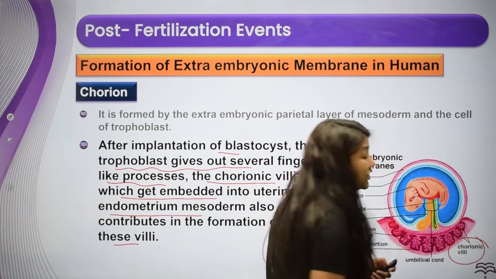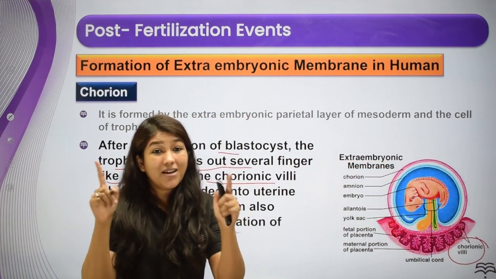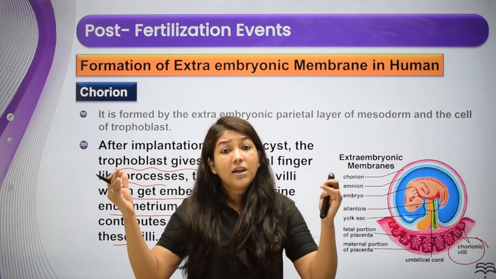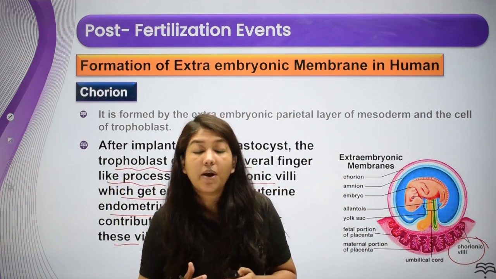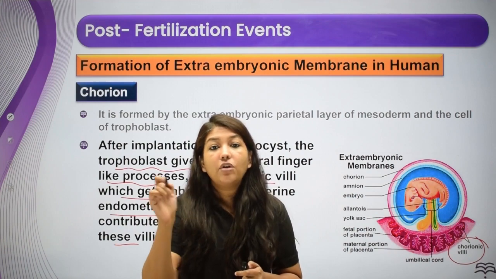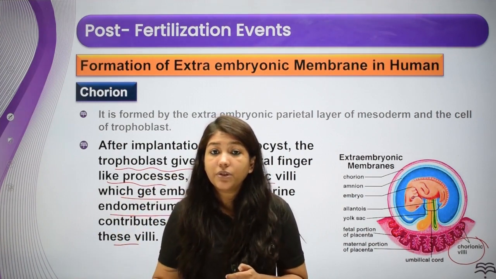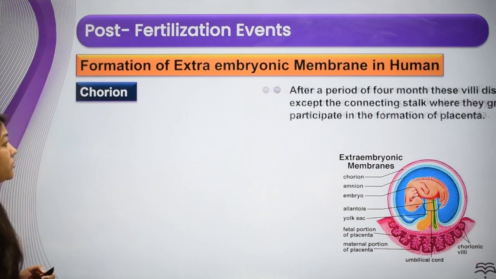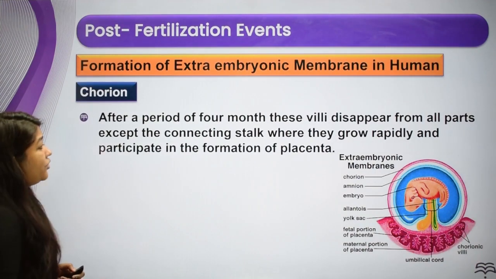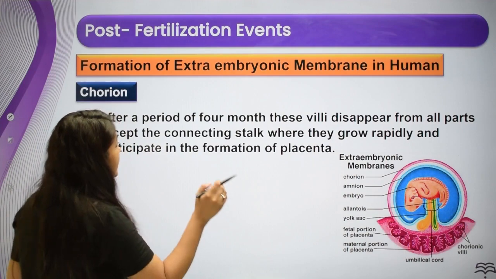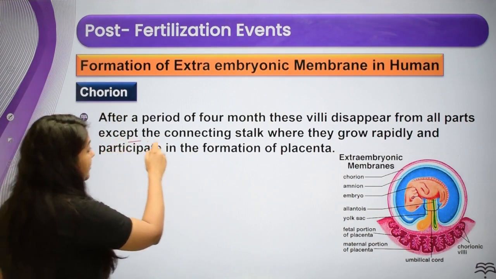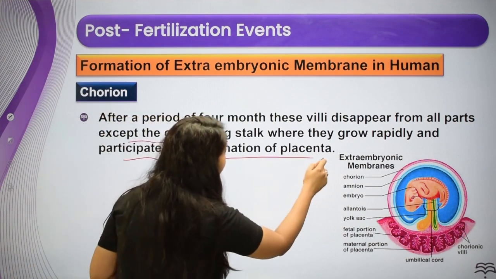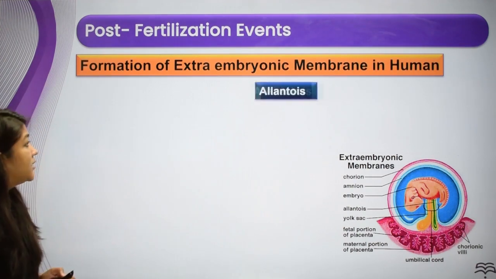Spaces में present है जहाँ पे maternal blood है. So there is no contact of the fetal and the maternal blood happening. They are just located very close to one another, and the exchange of various substances is happening via the process of simple diffusion. Okay, after a period of 4 months, these villi disappear from all the parts except the connecting stalk, where they grow rapidly and participate in the formation of the placenta.